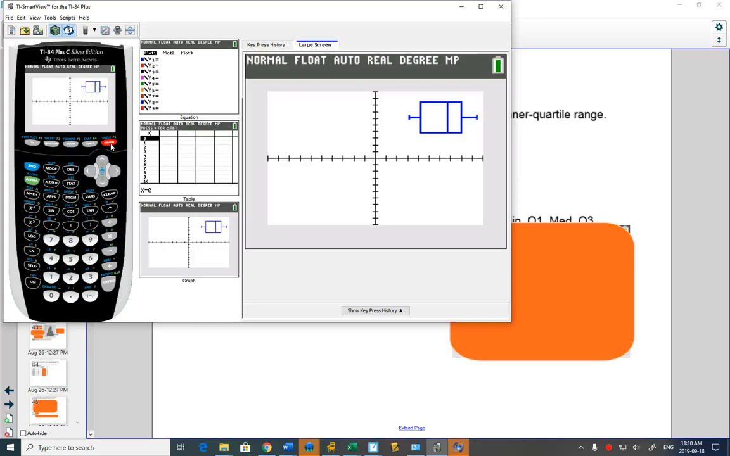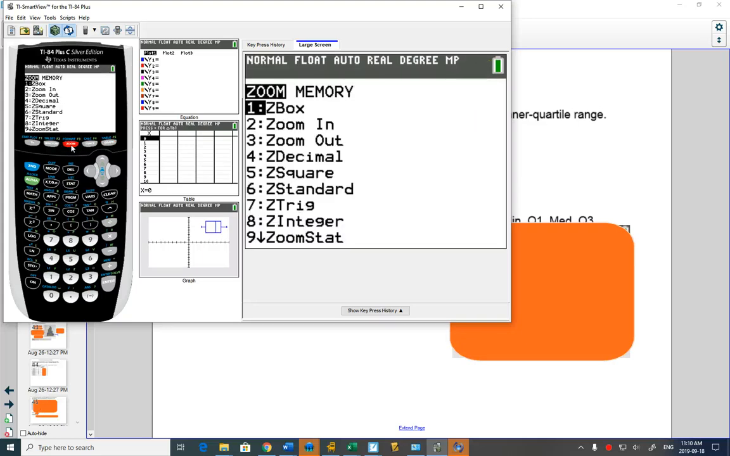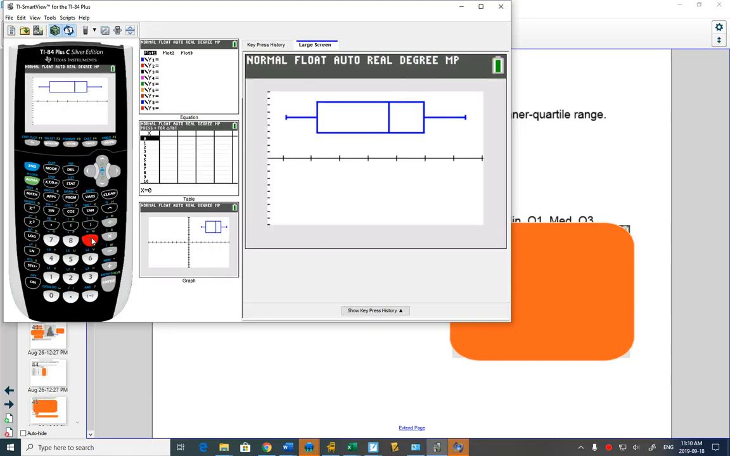Does it show up nicely? Maybe not. Some things we could do: we could go zoom number 9, statistics. That will give us a nicer range of our data. And if you hit the trace button, it'll automatically start you at your median. You can use the arrows from there. There's quartile 3. There's my maximum. There's my quartile 1. There's my minimum.